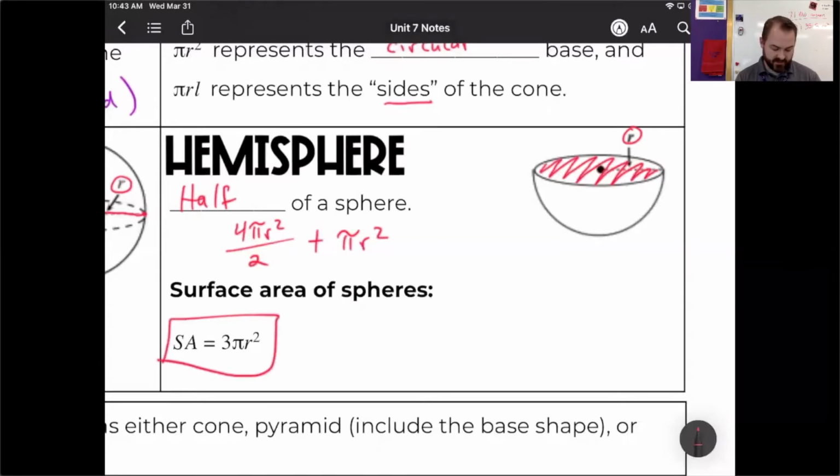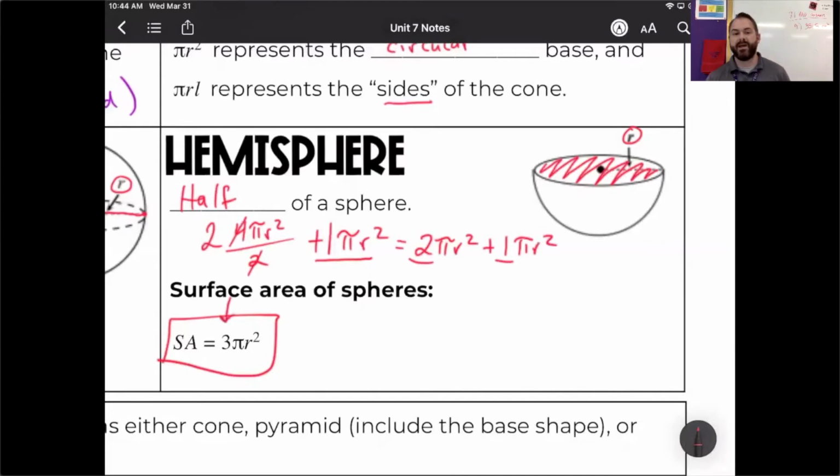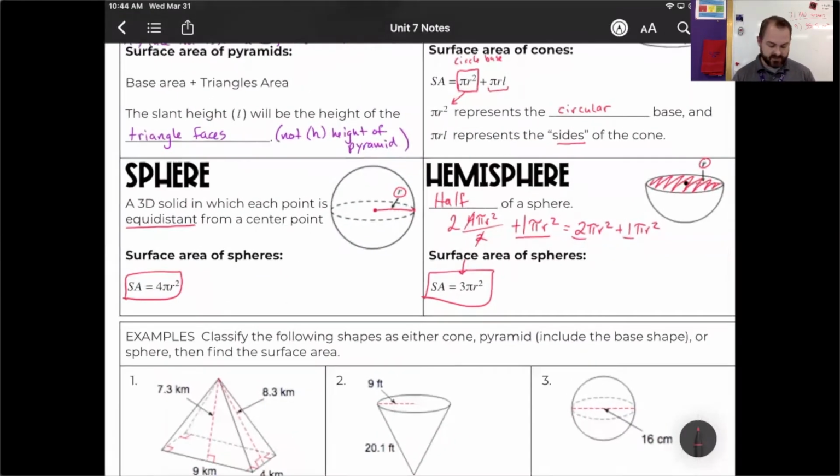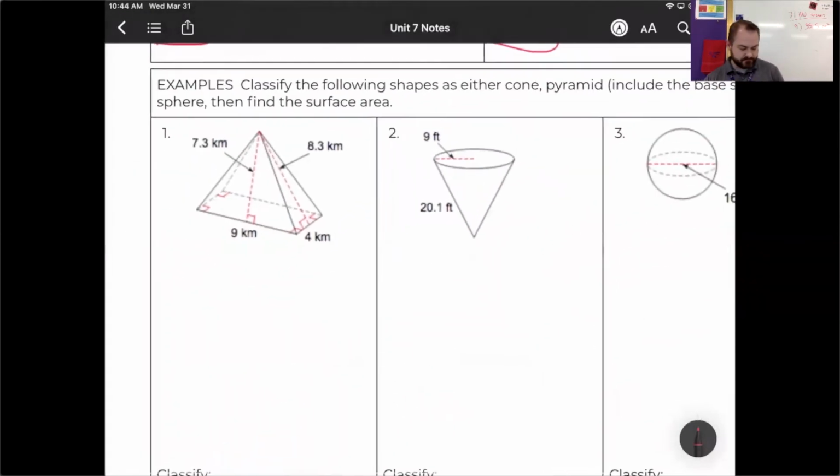Well, this all simplifies down to this formula, and I'll tell you why. 4 pi r squared divided by 2, we can divide 4 by 2 and get 2. So that's 2 pi r squared plus another 1 pi r squared. These are like terms, so I just combine 2 plus 1, and I get 3 pi r squared. Half of a sphere is 3 pi r squared. A full sphere is 4 pi r squared. Okay? Now let's put this into practice and do some examples.